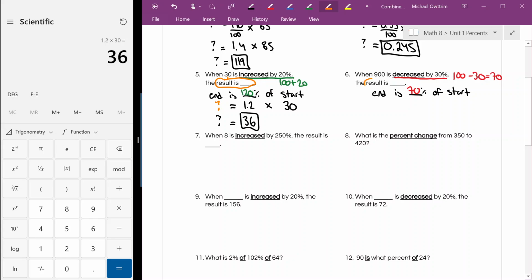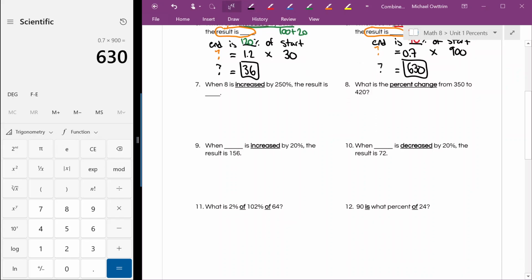Now again, in this case, we don't know what the result is, so our end value is unknown. Is means equals, 70% is 70 out of 100, which is 0.7 as a decimal. Of is times, and my start number is 900. Again, our question mark is isolated, so let's go ahead and just calculate the right side. 0.7 times our 900, and we'll get our 630.